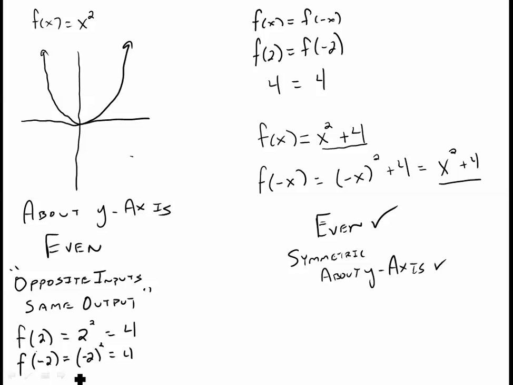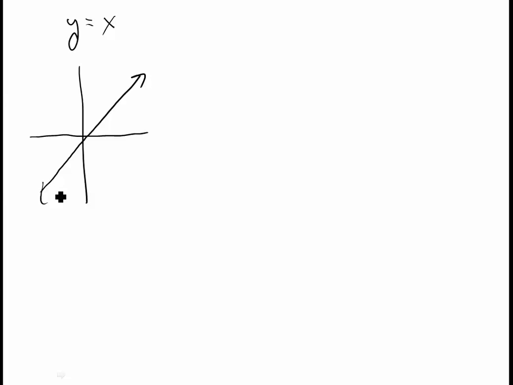Now there is a second kind of basic function. It's an odd function. An example of an odd function is y equals x. The graph of y equals x is a line that happens to pass through the origin. This is a very poor drawing. It doesn't pass through the origin. Let me fix that.